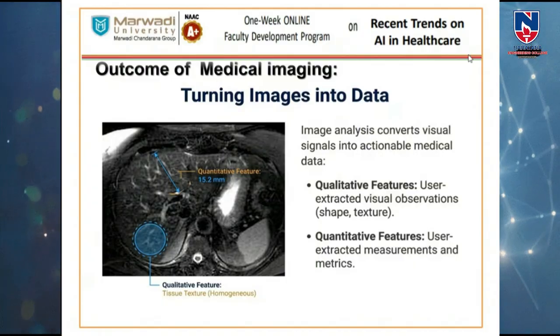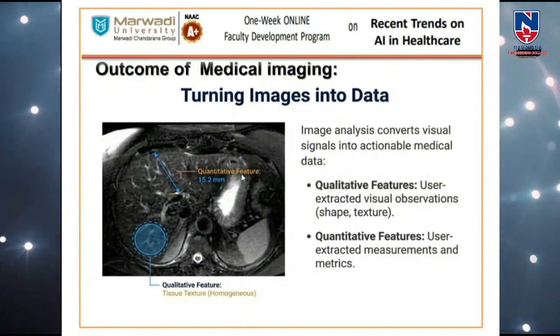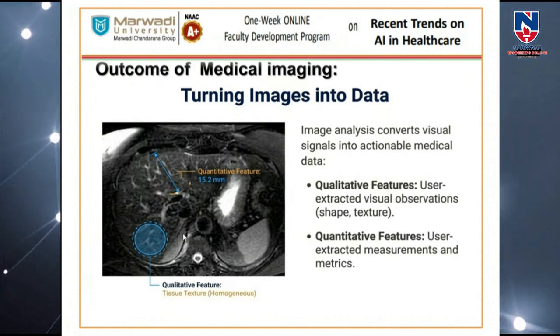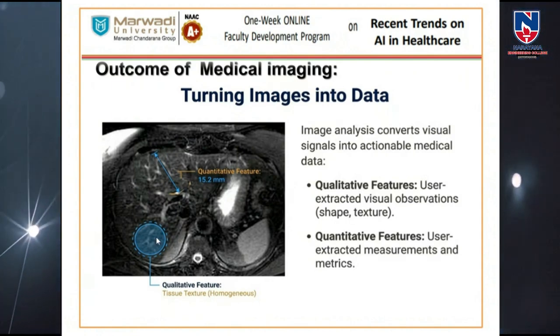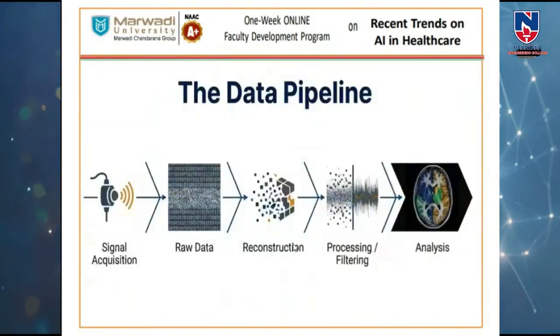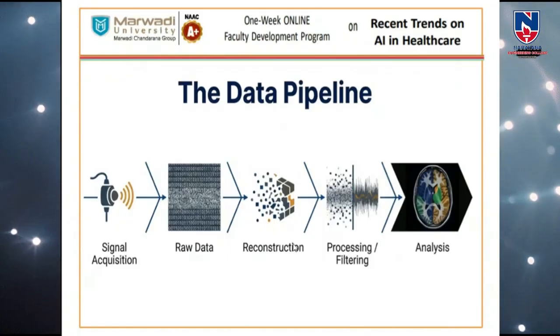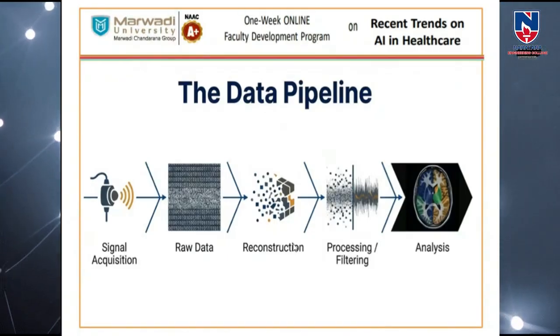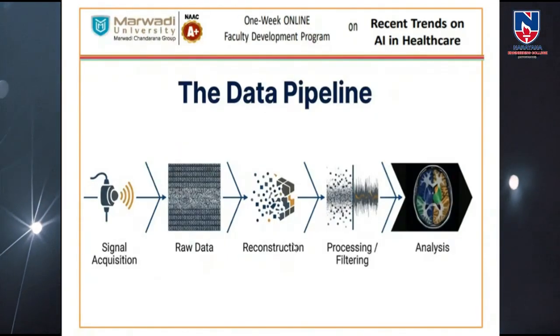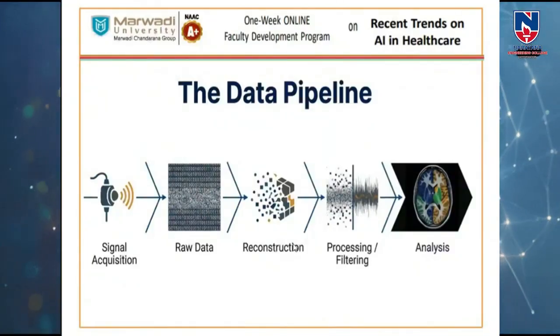As I mentioned here, the quantitative feature, like 15.2, is of a quantitative nature, whereas qualitative tells us how it looks, what the structure of that is. Of course, both are very, very important while diagnosing. This is a conventional data pipeline. In this conventional data pipeline, there is signal acquisition, that is the raw data, as I mentioned.